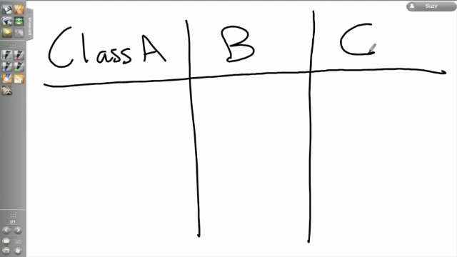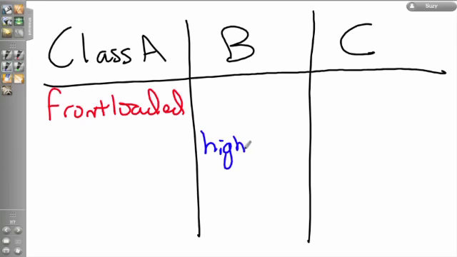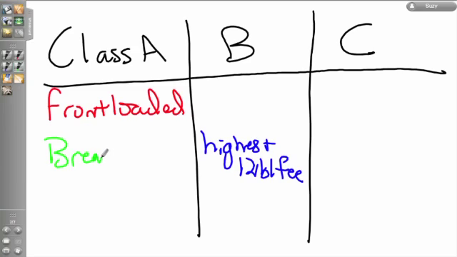Which one has a front-loaded sales charge? Yep, Class A. Which one has the highest 12B1 fee? Class B. Which one has schedules of breakpoints? Class A. Which one is always the back-end load? Class B.